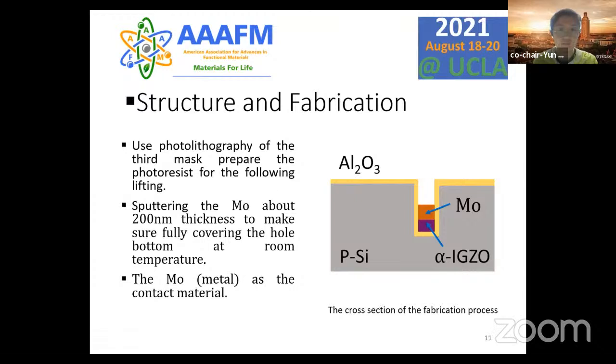Next, we sputter the molybdenum above the amorphous IGZO. We use photolithography with a mask, and after that, we lift off the unwanted molybdenum. The molybdenum metal is used as a contact material to decrease the contact resistance between the amorphous IGZO and the probes.